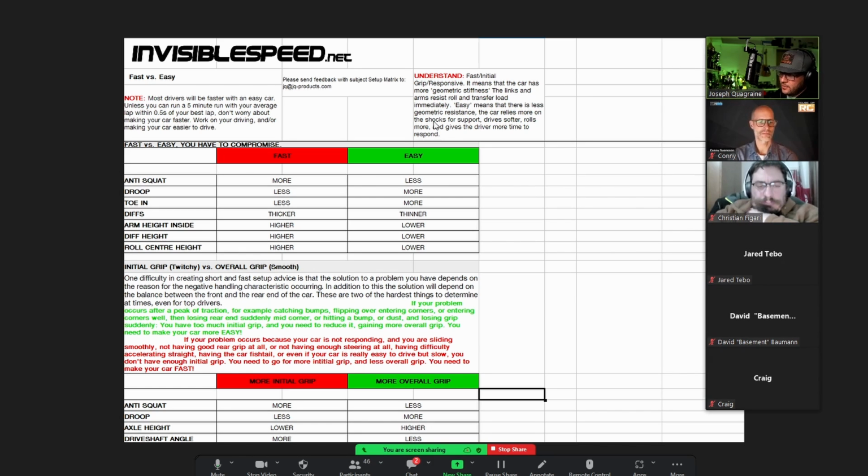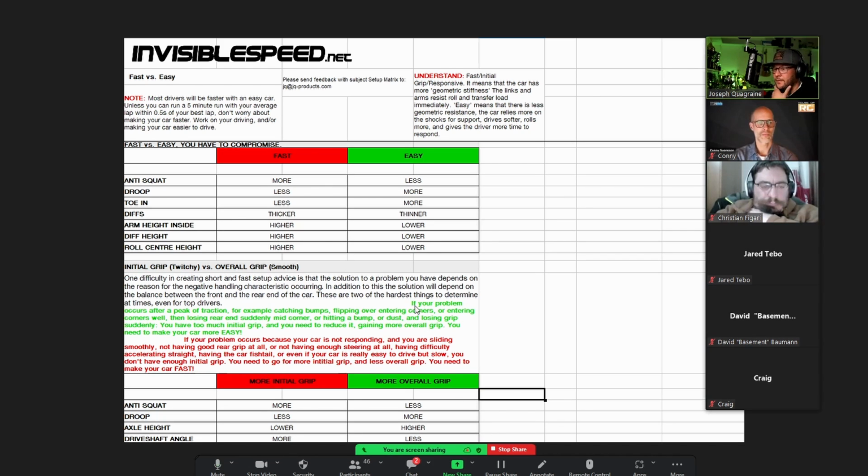When the opposite is true, when the suspension allows the car to roll and pitch, that delays load transfer, and you can say that the car has more overall grip. Now, how do you notice this on the track? I tried to explain it here.